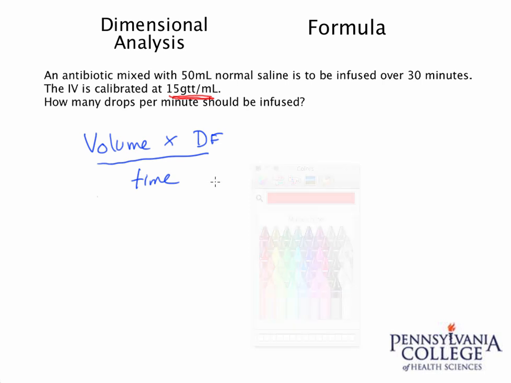If we were to go back and think about what we need here, in order to figure out drops per minute, usually our volume is going to be in milliliters. Our drop factor will be the drops per milliliter. And our time needs to be in minutes. These are the pieces of the formula that we need.